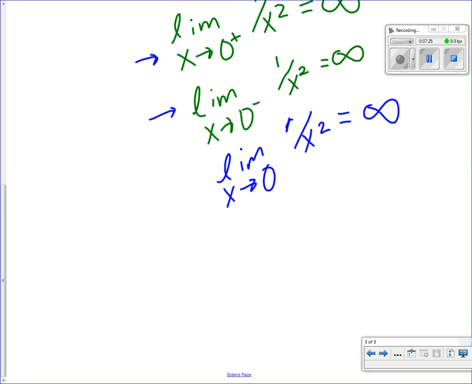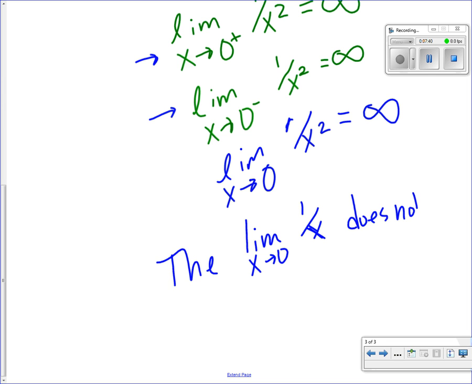That was the function 1 over x squared. What about the function 1 over x? The limit as x approaches 0 of 1 over x, I'm going to tell you that it does not exist. Why not? Think about what we did for 1 over x squared. Pick some really, really small x values. Look at the limit from the right, look at the limit from the left. See if you can figure out why this limit does not exist.